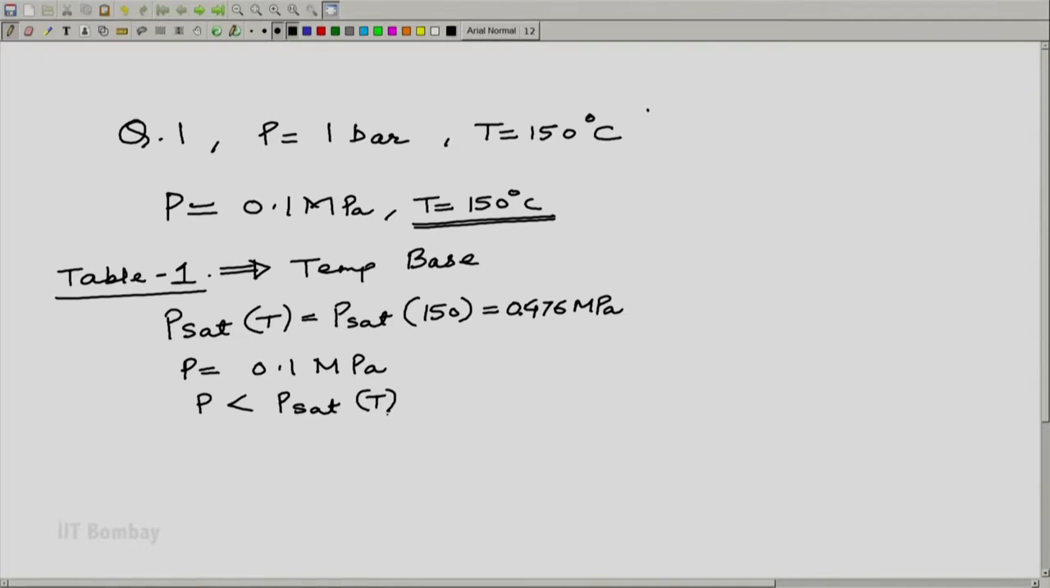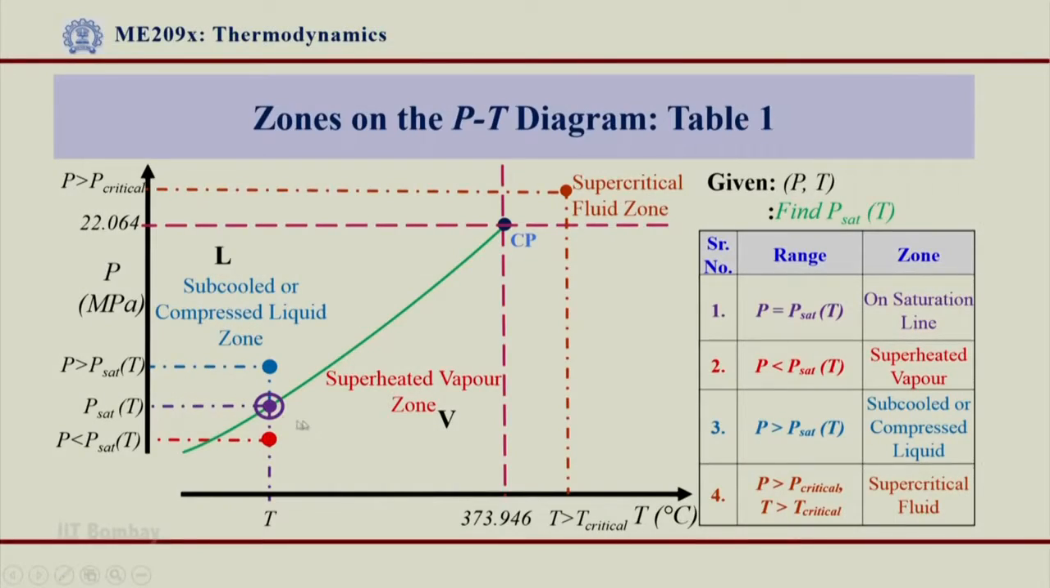Can we now go back to our graph, PT graph, and see how it compares? P is less than P sat T, in which zone are we? Here you can see that we are lying at serial number 2 where P is less than P sat T, this is the red dot. P sat value is 0.476 at this point, for T equal to 150 degree centigrade. What we have is P is equal to 1 bar or 0.1 MPa, that means our P is less than P sat T, and therefore this condition of 0.1 MPa and 150 degree centigrade lies in the superheated vapor zone.